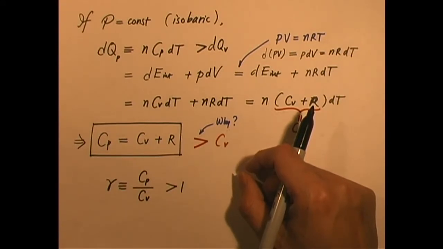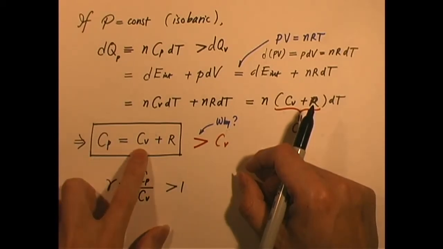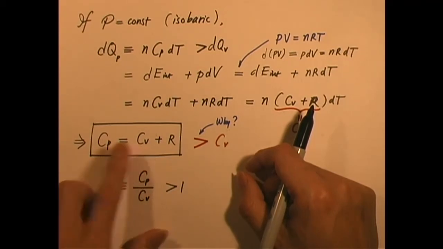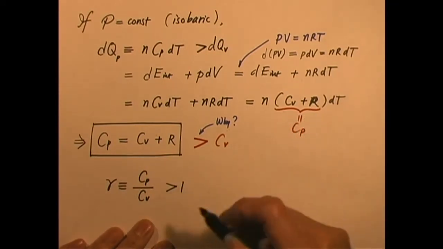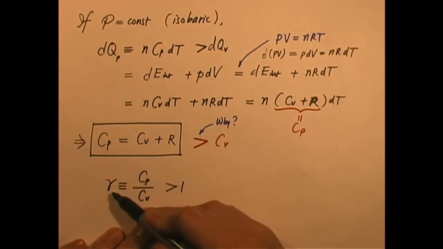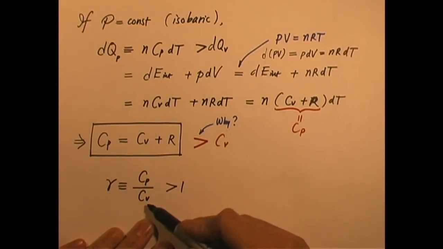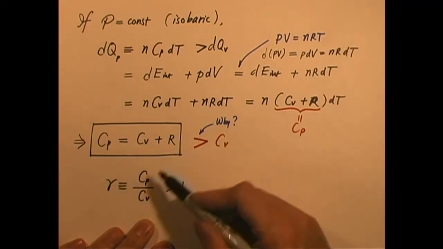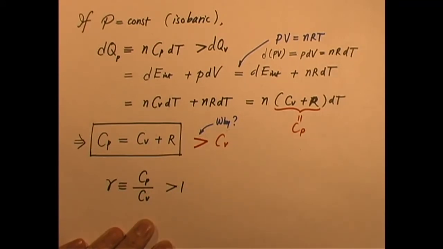But if you keep the pressure the same, then not only do you give it enough heat to change its internal energy, you must also do something extra. You must also give it heat to allow this thing to expand to do work. That is why Cp is greater than Cv. It takes more heat to raise the temperature of an ideal gas at constant pressure versus constant volume. Now, we can define a constant, a dimensionless value gamma, which is Cp over Cv. Since Cp is always greater than Cv, we know gamma, which is Cp over Cv, has to be greater than 1.